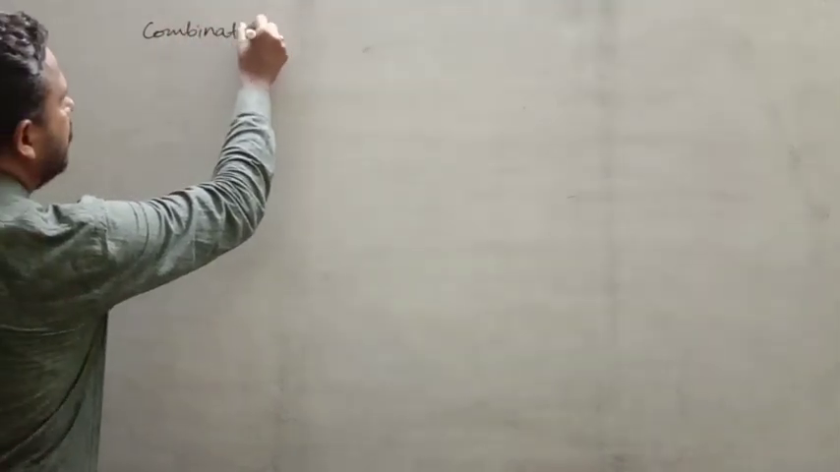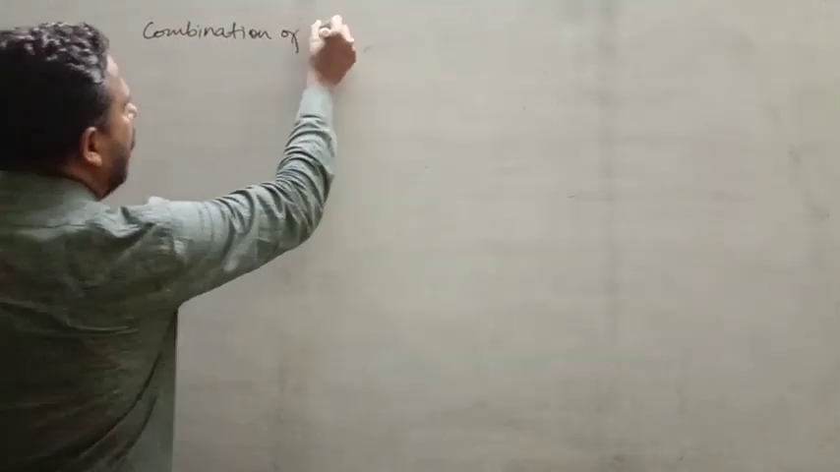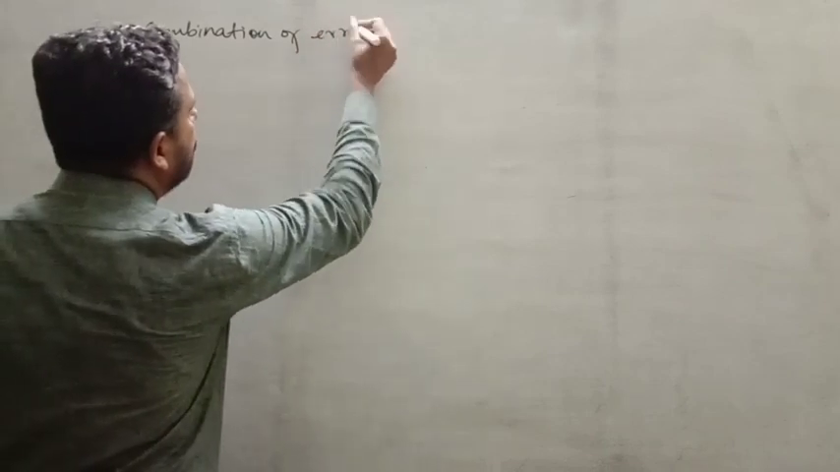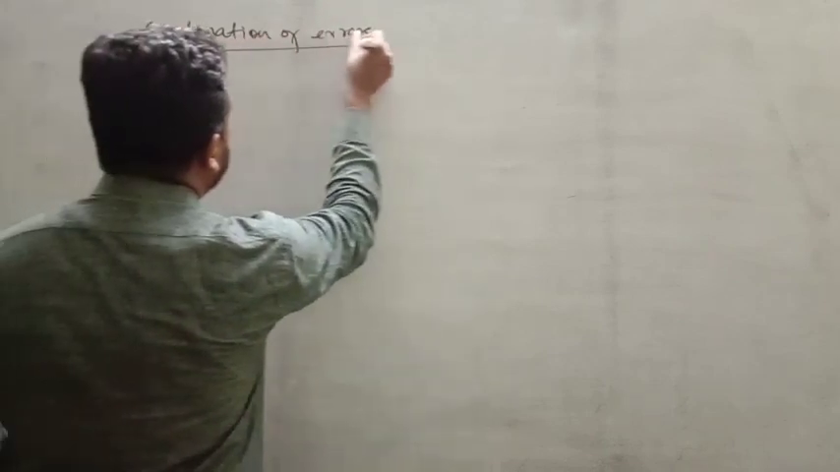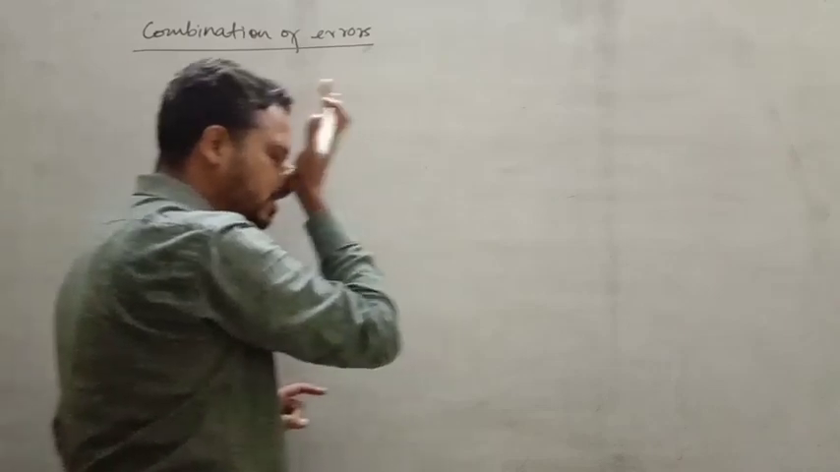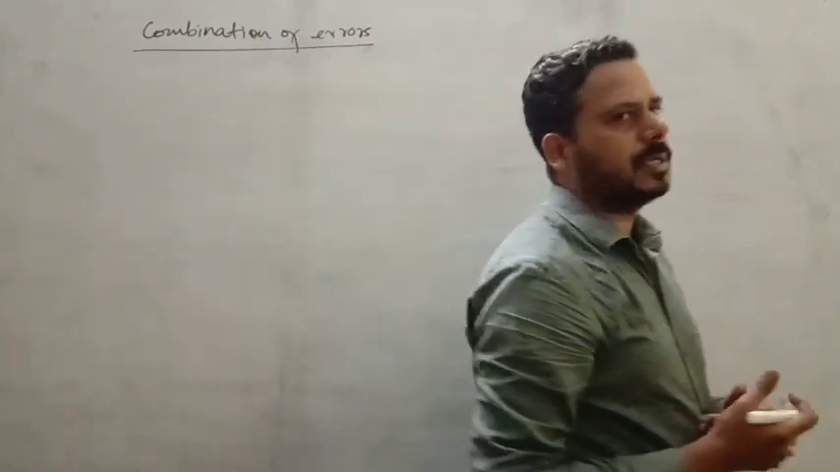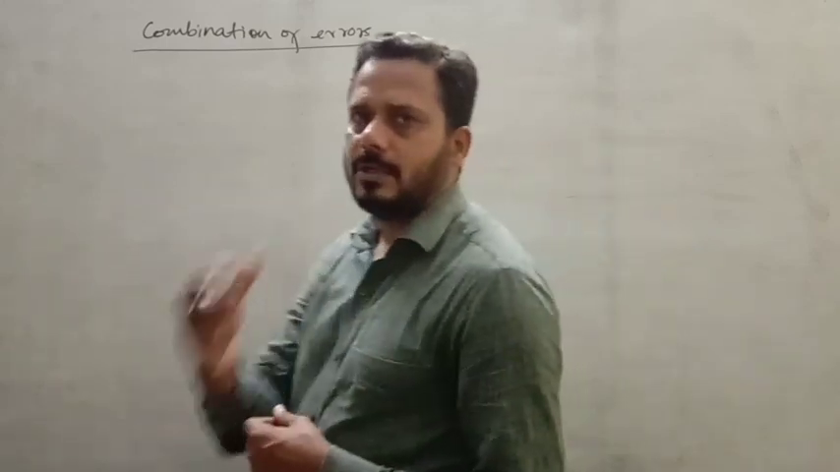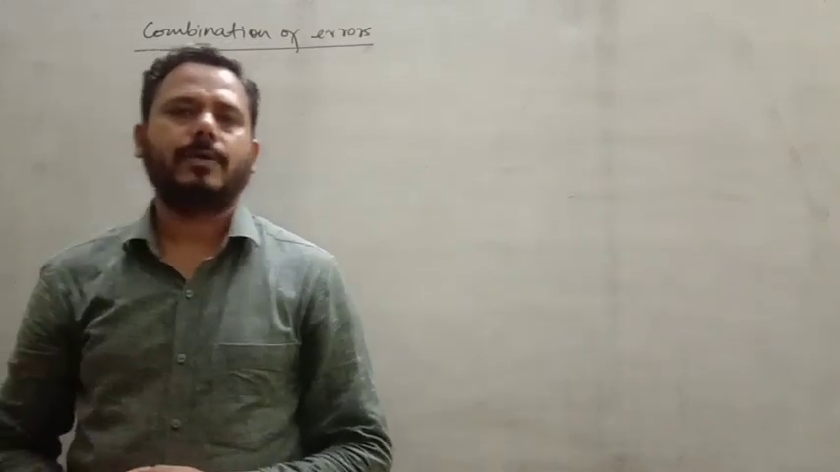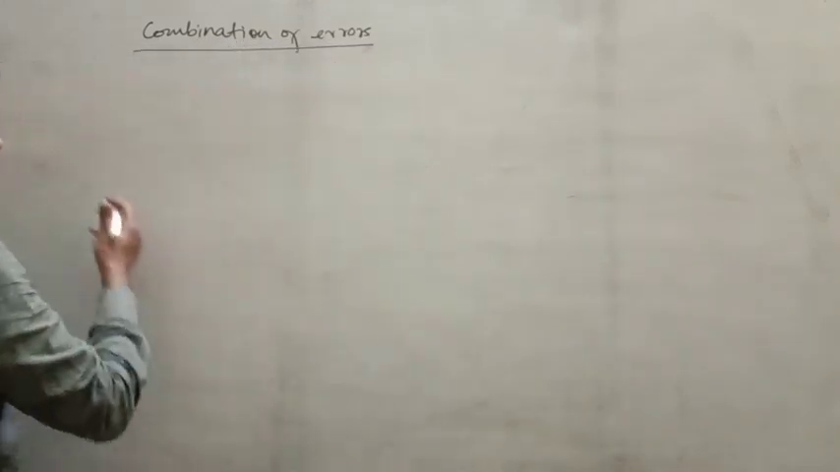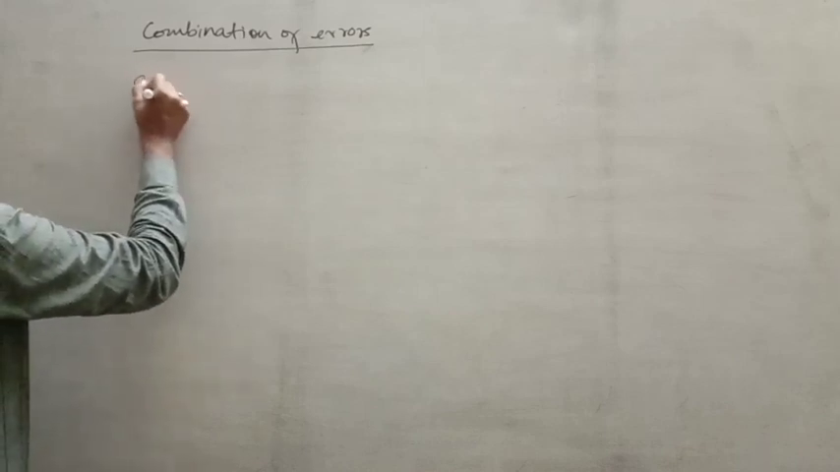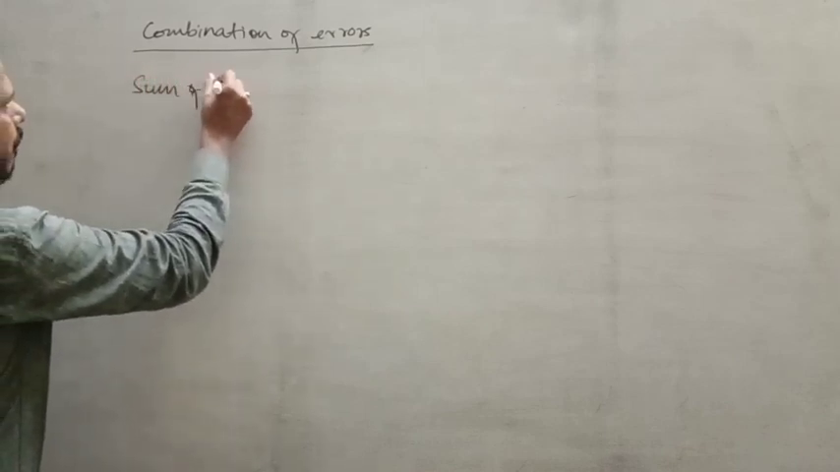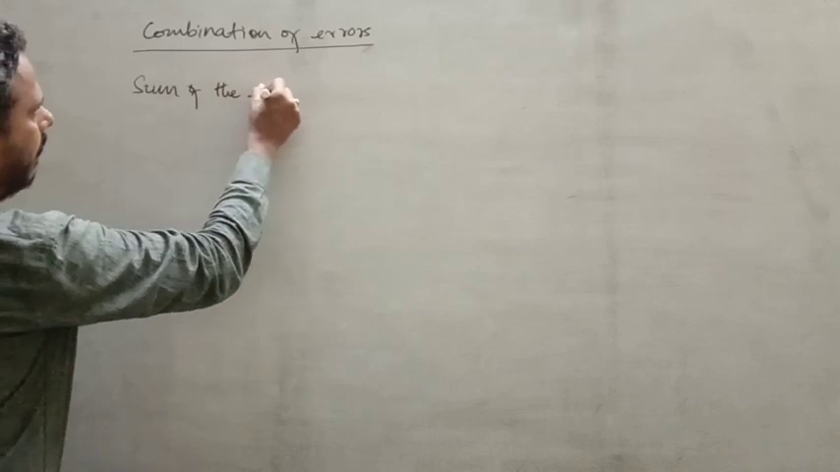See, there is combination of errors. So in combination of errors, we will study about sum of errors, difference of errors, product of errors, division of errors, and powers of errors. So here we will start from sum of the errors.